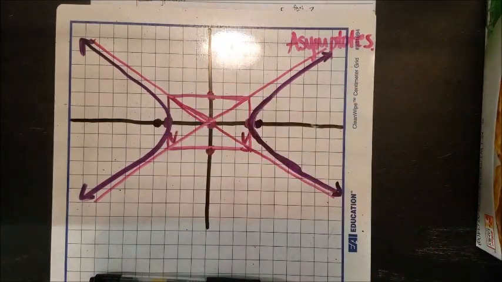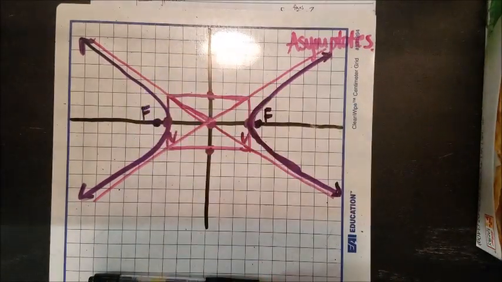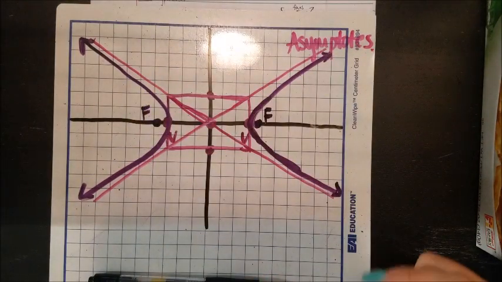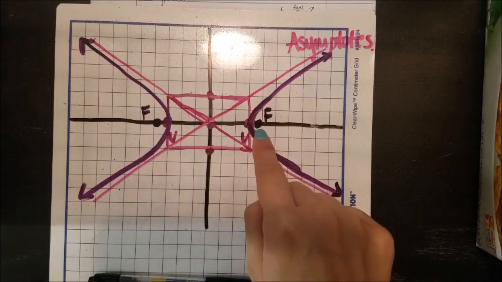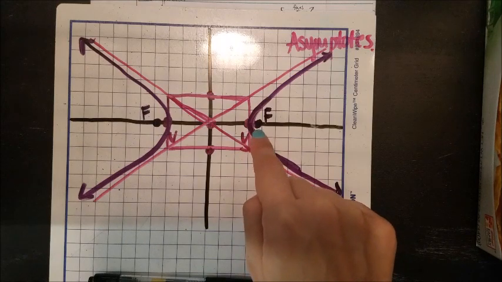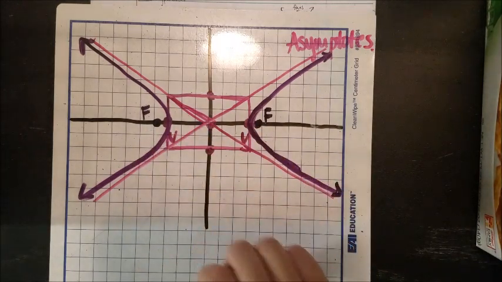So those are our foci. I'll label those with an F. If we were to write these out as coordinates, we would go from 0, move over to the right by square root of 13. So square root of 13, comma 0, and negative square root of 13, comma 0.